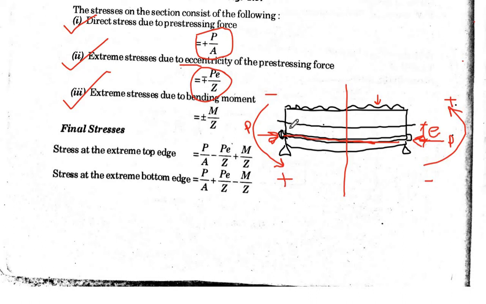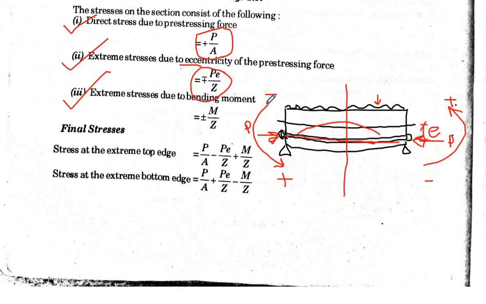Due to this eccentricity, there is a moment P into E. So we have a moment due to this pre-stressing here, due to this eccentric loading. Due to this eccentric loading, the beam is going to bend in this way. So that means what?